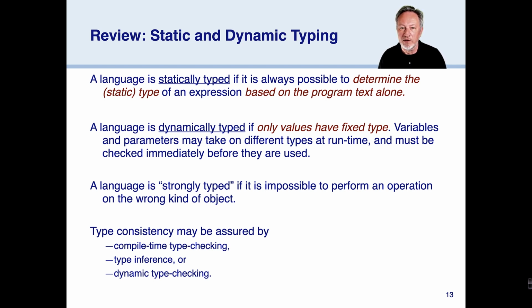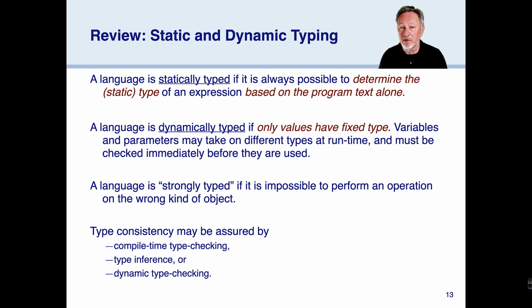So we're not interested only in the variables, but just the values of expressions. So values have fixed type. There's this term strong typing, which I discourage. It just says that it's impossible to perform an operation on the wrong type of object. But by those terms, both static and dynamically typed languages are strongly typed. Very often there's a confusion between strong typing and static typing, so they're not the same thing.